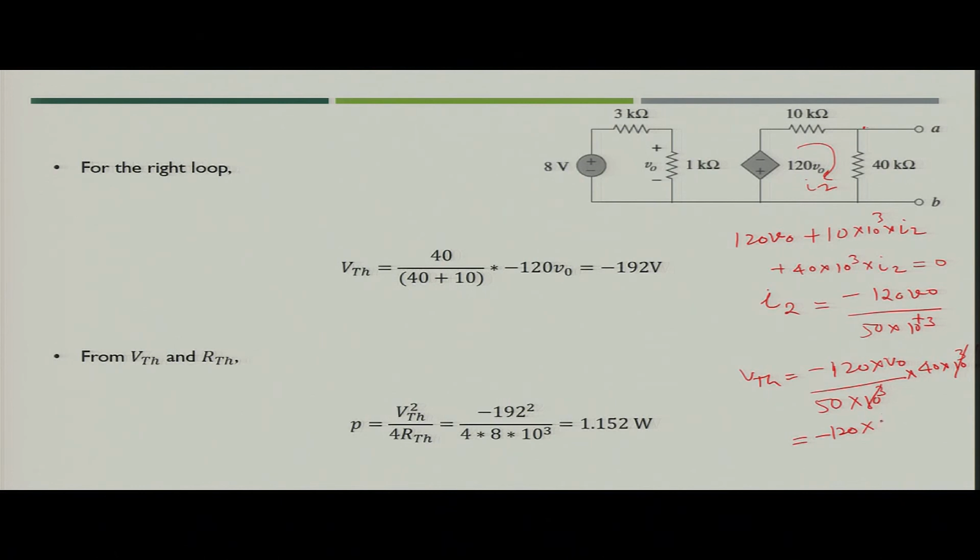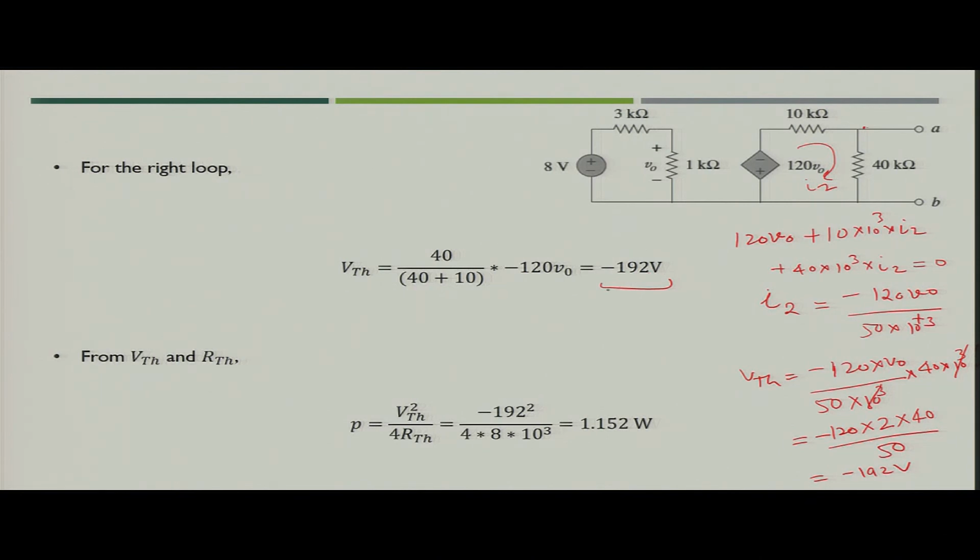So, what is the value of V naught? The V naught value we just calculated is 2 volt. So, that will be into 40 divided by 50. If you simplify, you will get finally the value of VTH as minus 192 volt. Or simply you can use the voltage divider circuit, that is 40 divided by 40 plus 50 into minus 120 V naught, and you will again get the value of VTH as minus 192 volt.